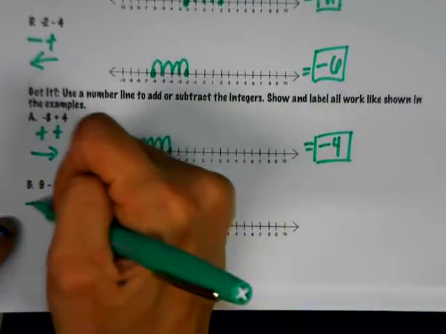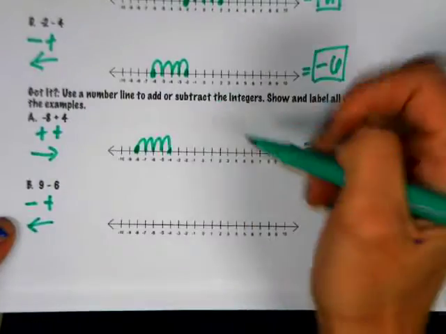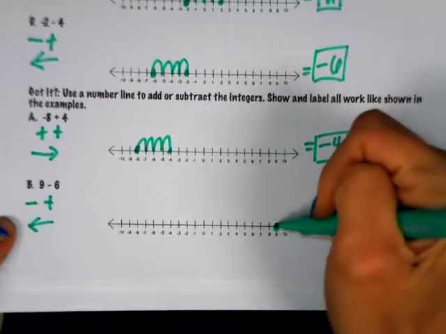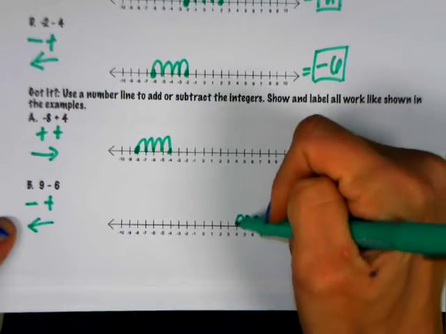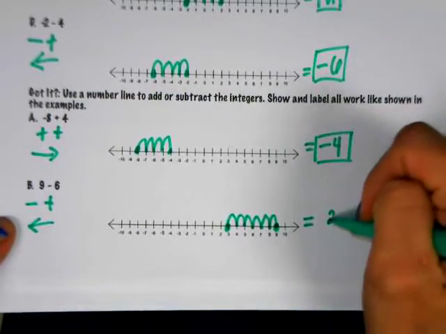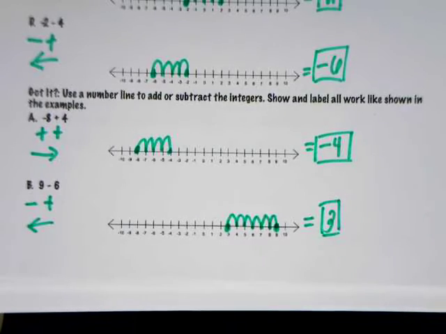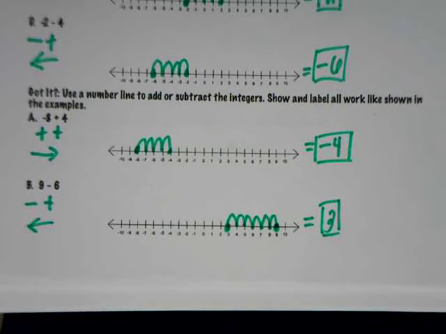This one, we are subtracting a positive, so left, start at 9, left 6. So you get 3. Okay? So that is one way of kind of visualizing it. Now we're going to switch and just kind of look at it a different way.